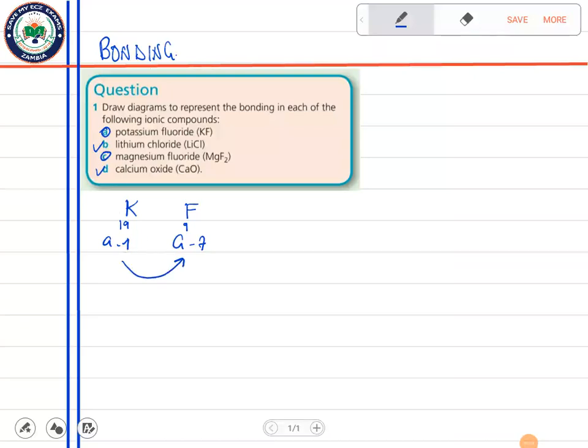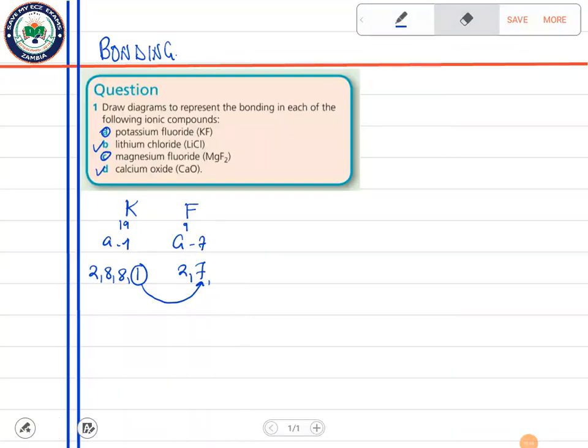The configuration for potassium is 2, 8, 1, like this, while for fluorine is 2, 7. So this electron which is at the end here in the last shell will be lost to fluorine, so that fluorine can also have 8 electrons in the outer shell, and that's what we're going to draw. Let's start. So we have potassium in the middle.